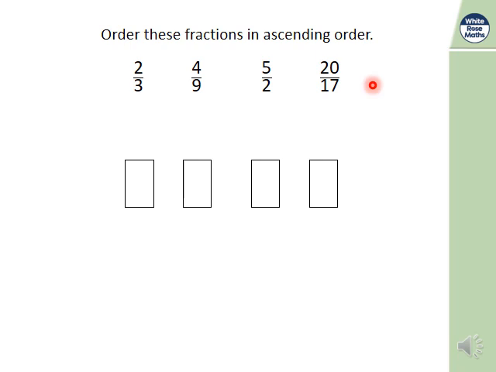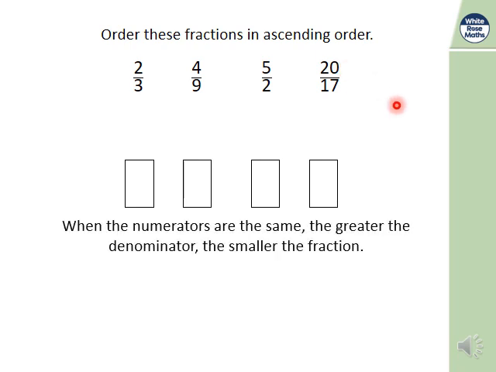So let's see. What we should have done was changed our numerators into 20ths. And remembered the rule, when the numerators are the same, the greater the denominator, the smaller the fraction. So to begin with, we could have changed our 2/3 by multiplying by 10. 2 times 10 is 20. So 2/3 is equivalent to 20/30ths.